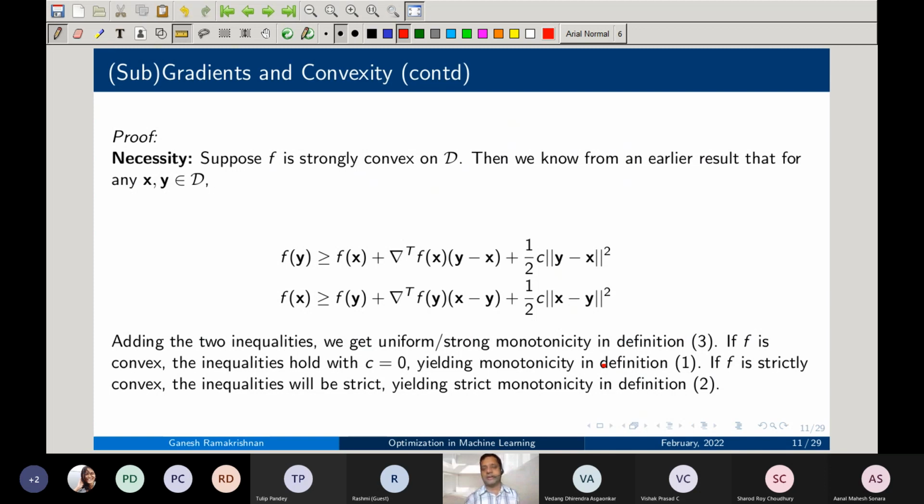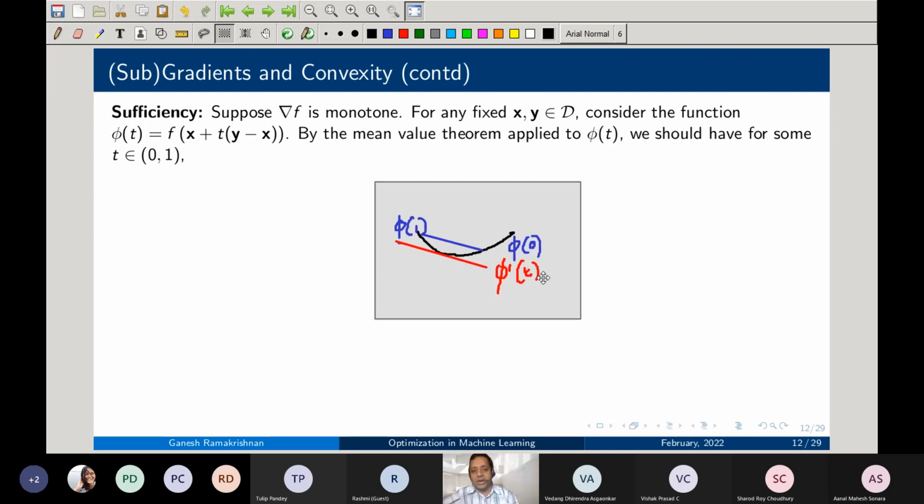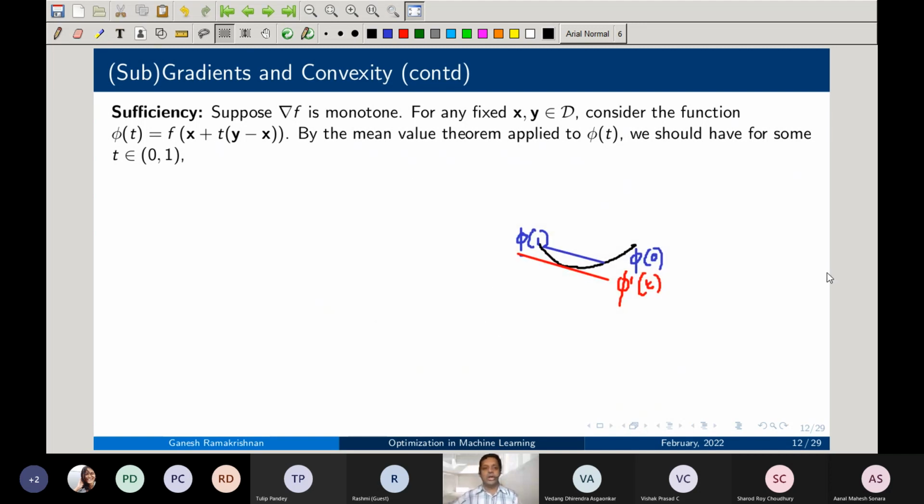So basically the fact is that the dot product is lower bounded by some quadratic function of the difference. To prove sufficiency, a little bit harder work has to be done, but we can apply the mean value theorem. The interesting learning here is that you can project everything to one dimension. So you deal not with f, but with this function phi, which is operating in one dimension.